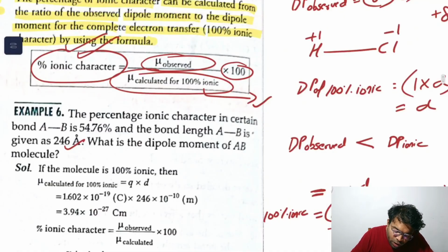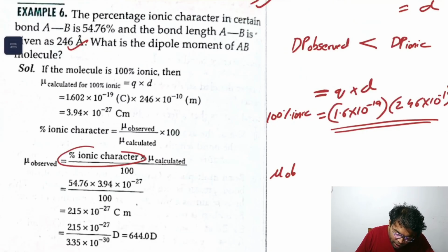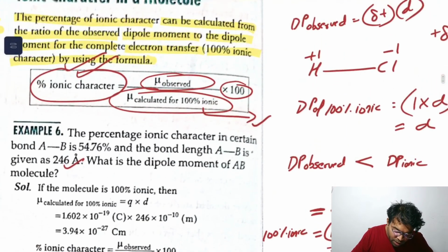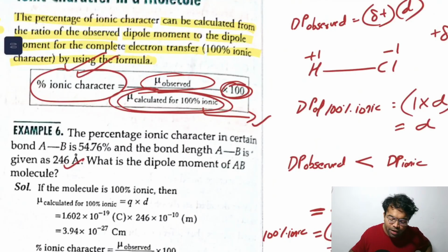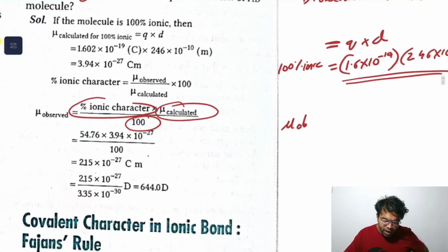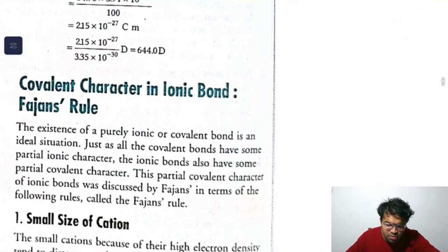Now you need to find mu observed. So mu observed will become equal to the percentage of ionic character multiplied by mu calculated, upon 100. That will become the observed value. Okay? Understood, Drupad? See, percentage of ionic character multiplied by this divided by 100 will give you the dipole moment observed value. Okay, any doubts here? Okay, fine, let's go.